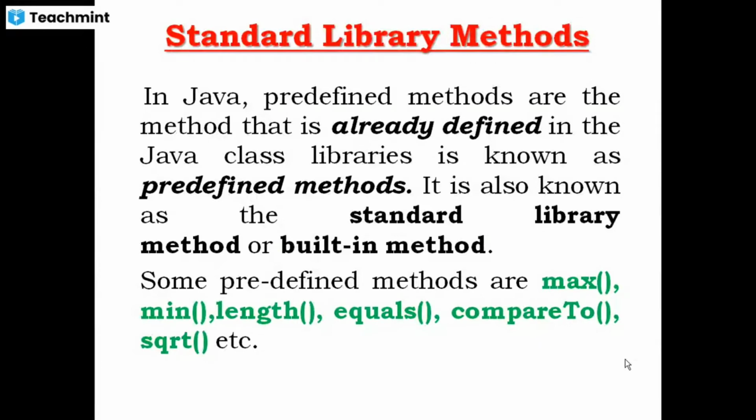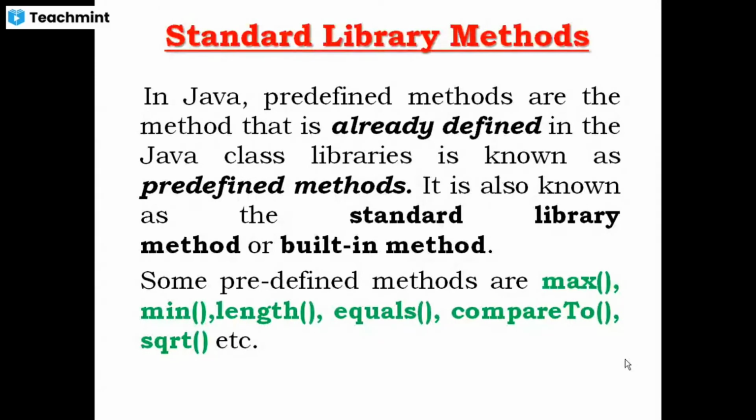these predefined methods are already loaded with your Java language. That means there is no requirement of installing or attaching these methods or functions apart from Java. If you have already installed Java in your system, that means these methods are already stored in your memory. So that's why they are also known as standard library methods or built-in methods. Examples of these built-in methods are max method, min method, length method, equals method, compareTo, and sqrt.